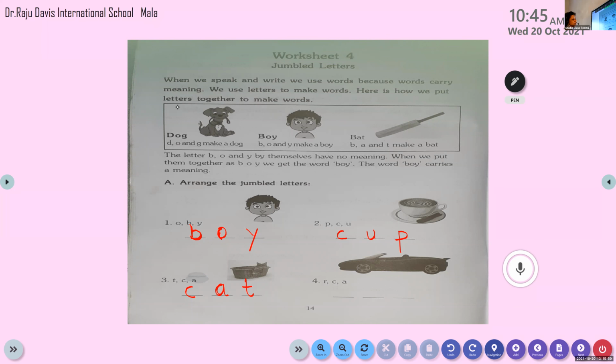You can see a picture here. Could you recognize what this picture is? What is this picture? C-A-R. Yes, it is car. C-A-R, car. Come on, write it. Car. Yes, car. Yes, write it in your workbook.